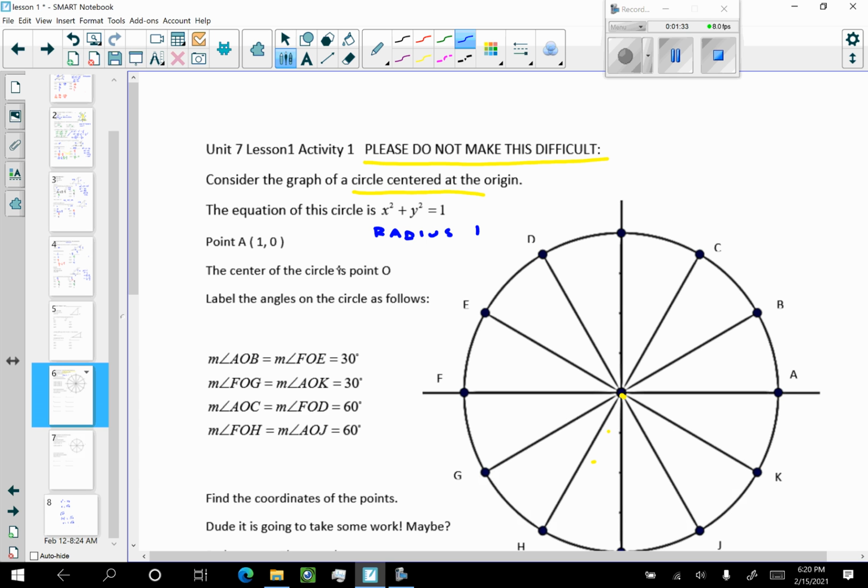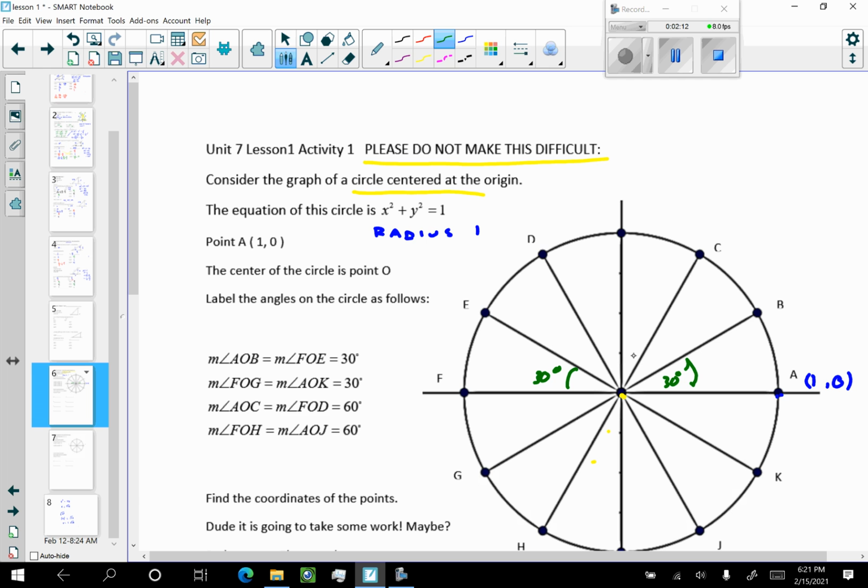In fact, point A is the point 1, 0. X value 1, y value 0. And we're going to label the angles on the circle as follows. The measure of AOB is equal to FOE. So this is the measure of angle AOB. I start at A, center point O, B. This angle right here is 30 degrees, as well as FOE is 30 degrees.